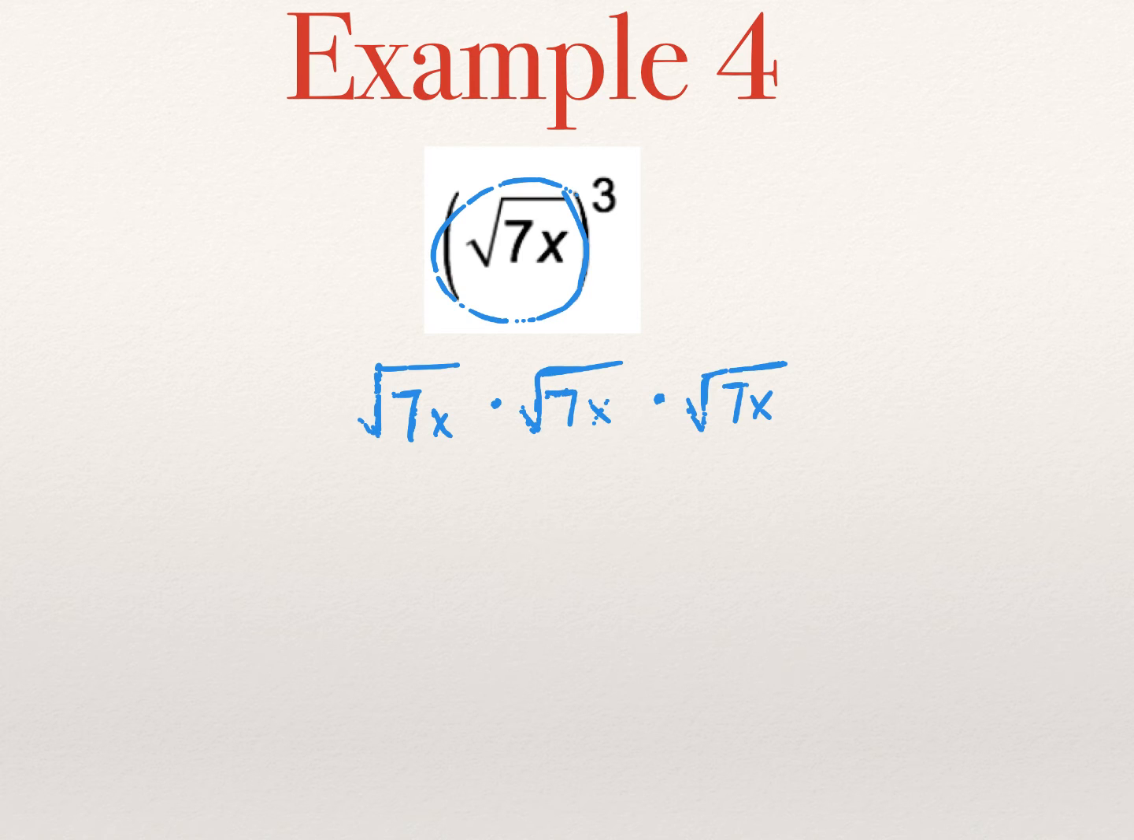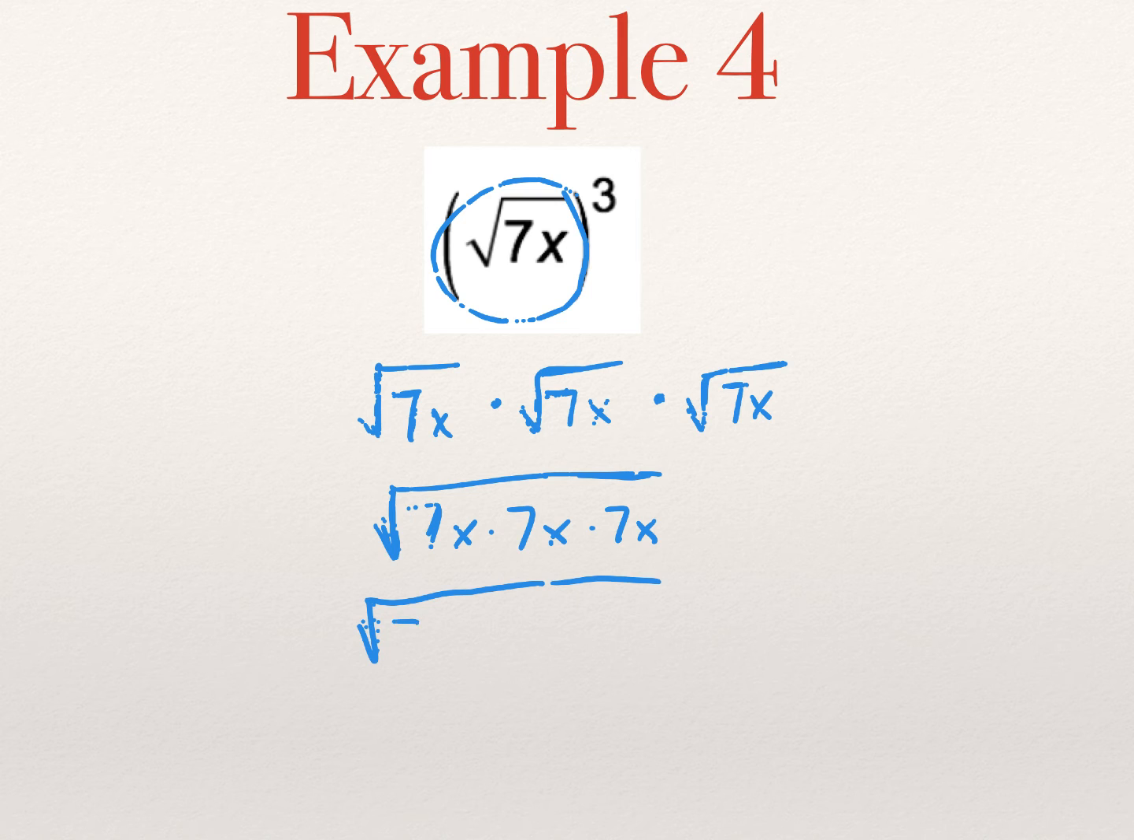Do all of these have the same radical? Can we combine them together? Yep. So this would be the square root of 7x times 7x times 7x. Now whenever we have numbers and variables, we just want to work with our numbers and then work with our variables. So I'm just going to rewrite this as 7 times 7 times 7 times x times x times x. I just reordered it because I want to only deal with my numbers at first, and then I'll deal with the x's.